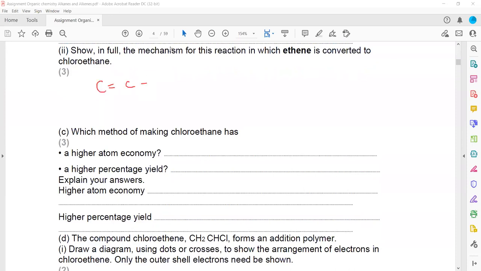Ethene is a symmetrical alkene, so it will have only one product. There will be no alternative intermediate here. HCl has a partial positive and a partial negative, so the electrophile is attracted towards the electron-rich side. As a result, either carbon you can write as positive. It won't make a difference because it is a symmetrical alkene. So this will be the carbocation, and the other carbon is attached with H.